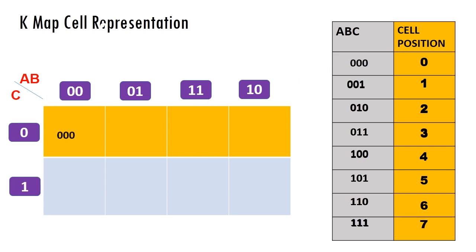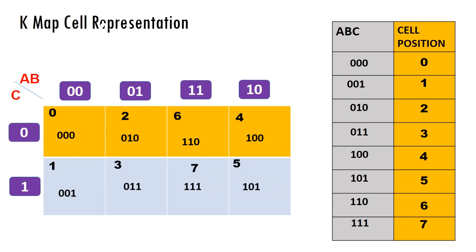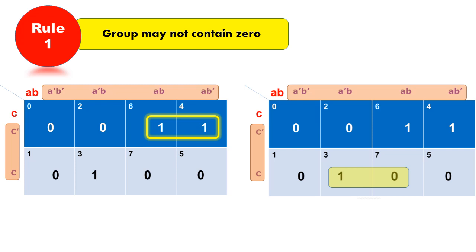Each and every cell of the Karnaugh map is assigned some values. Now we shall see how the cells are being assigned. Now we can see some of the rules of Karnaugh map.